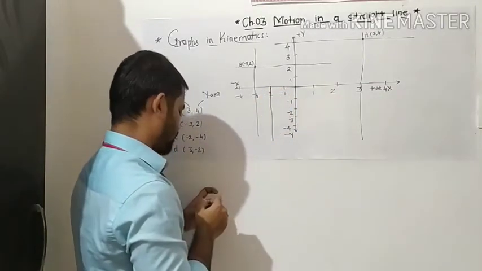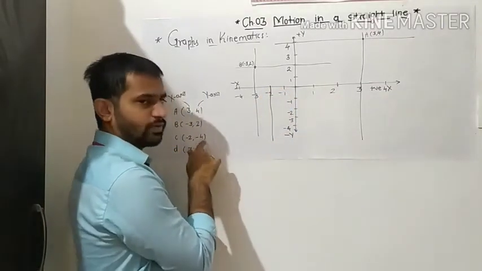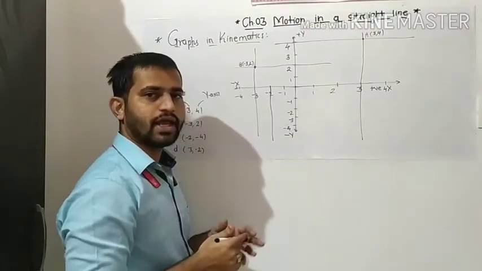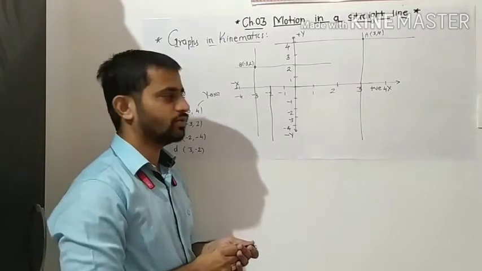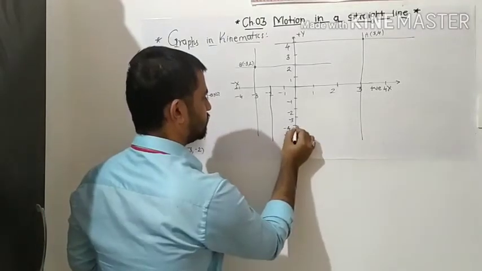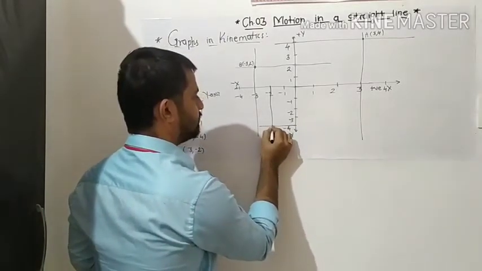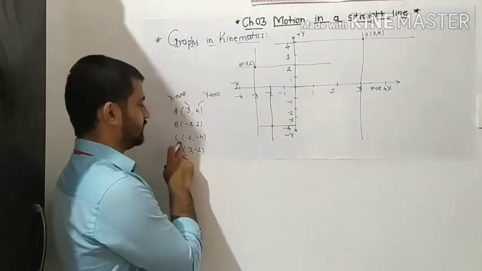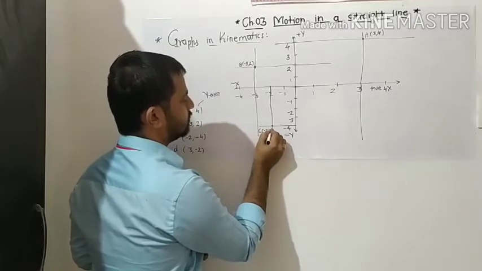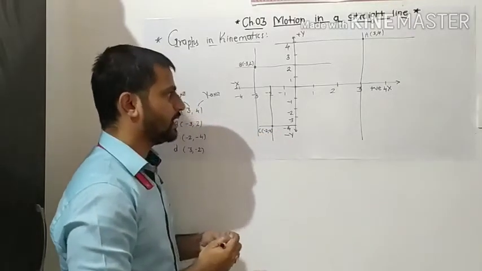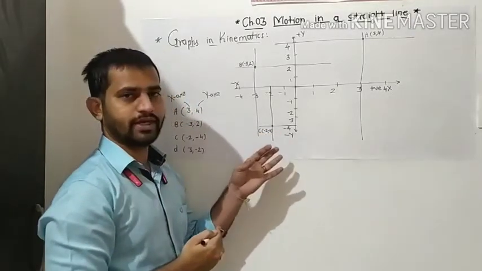And where is the minus 4? So at minus 4, I have to draw a line perpendicular to the y-axis, passing through the minus 4. If I draw this line, then this point will indicate the point C. So it will be minus 2, minus 4.